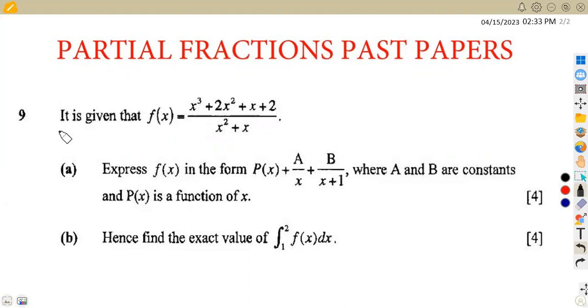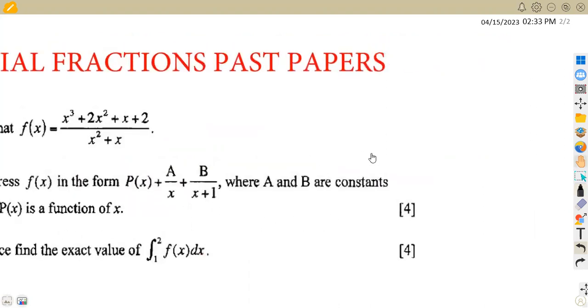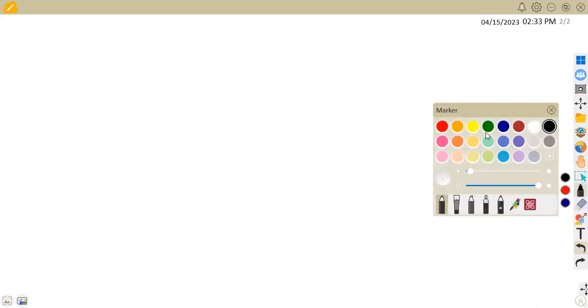So we are given question number 9. It is given that f of x is x cubed plus 2x squared plus x plus 2 over x squared plus x. Express f of x in the form px. So we are given a format in this case of how we are going to express our f of x. All right, so let's see how this question was supposed to be answered.